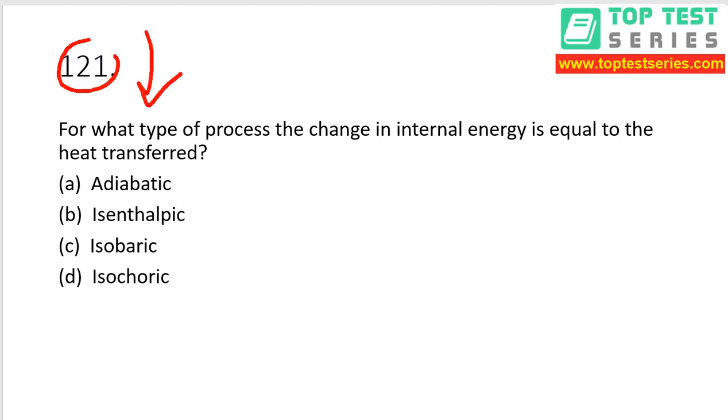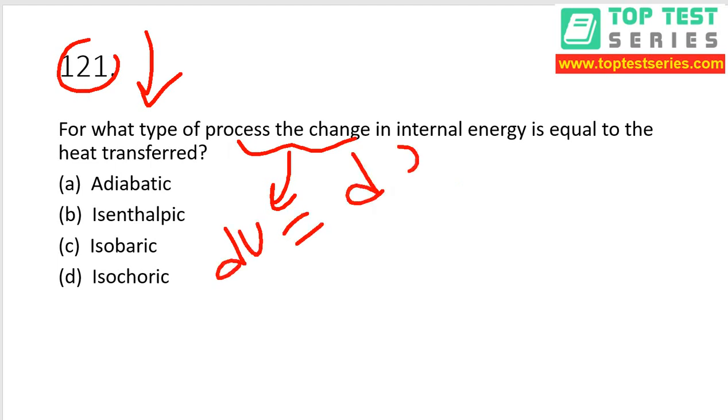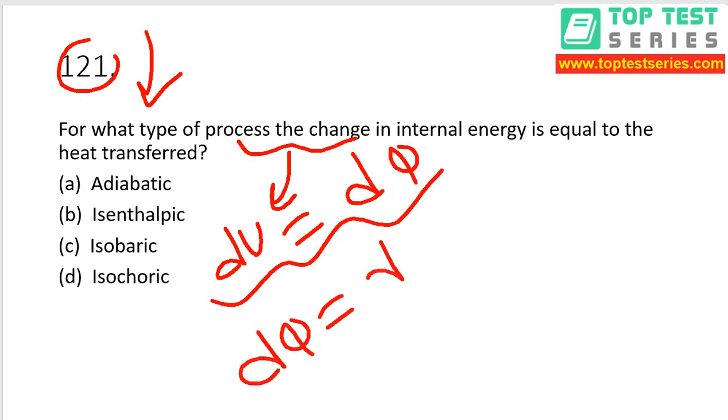So what type of process is the change in internal energy equal to the heat transfer? So let's just convert this language into mathematical form. The language statement we have to convert into mathematical form. What is it saying? du is equal to dq. Now after looking at this, we can remember an equation that we got from the first law of thermodynamics. What is that? dq is equal to du plus dw.